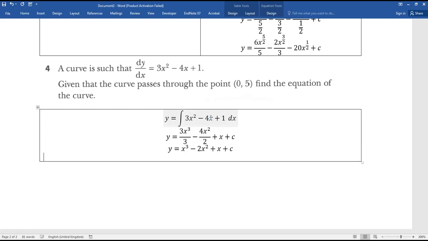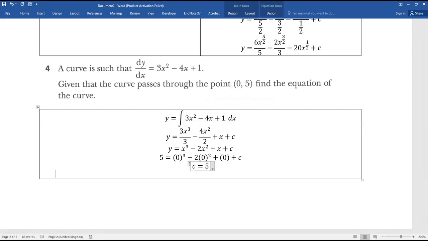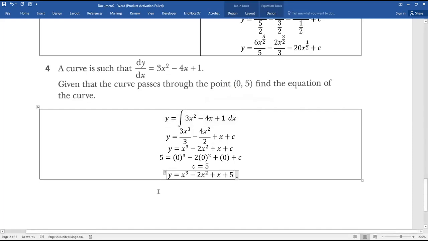Yes, sir. Now, how do I get the value of c? The question provides me with a point that is on the curve, 0, 5. So can I just plug those values into the equation of the curve? So what are you trying to find? C. Yes, sir, we can. Once we get the value of c, then I will know the actual equation of the curve, right? So 5 is equal to... the value of c is 5. So the equation will become x cubed minus 2x squared plus x plus 5. Is this clear now? Yes, sir.